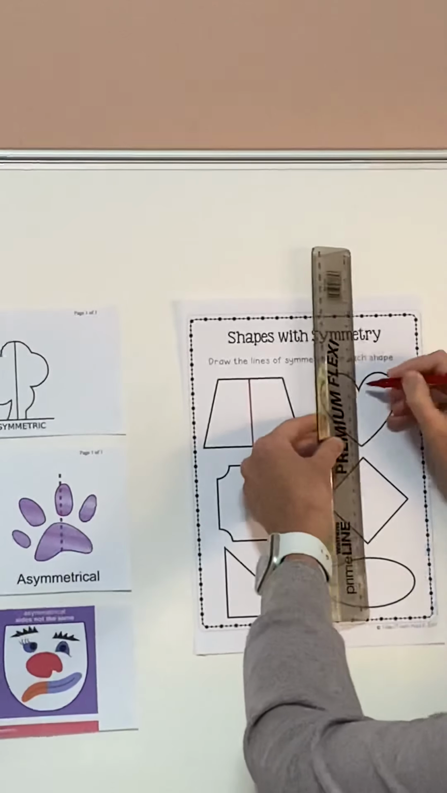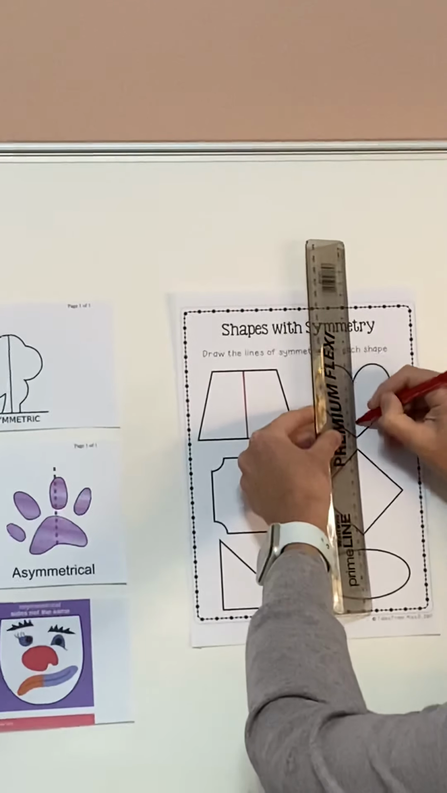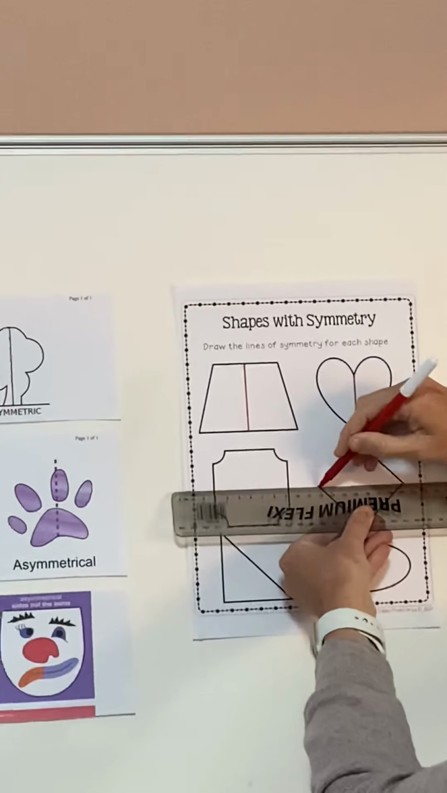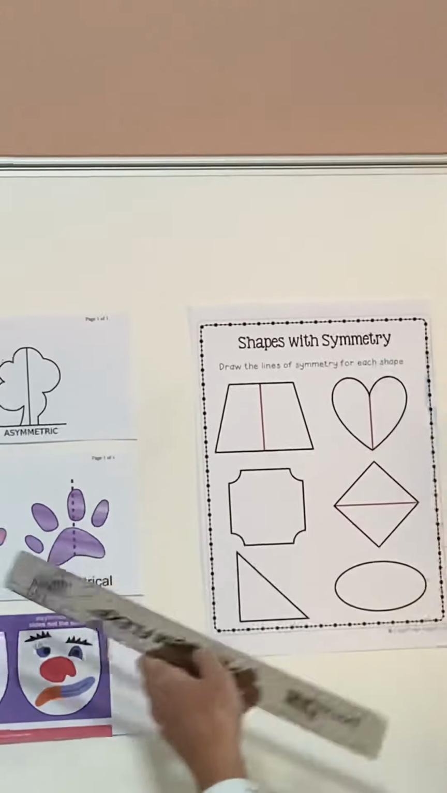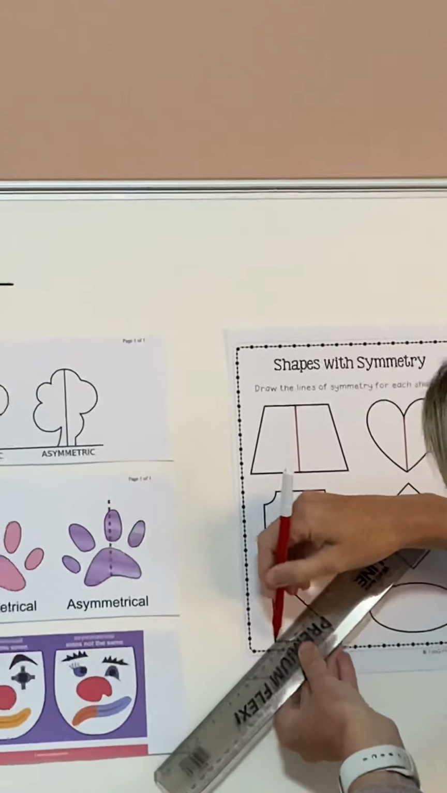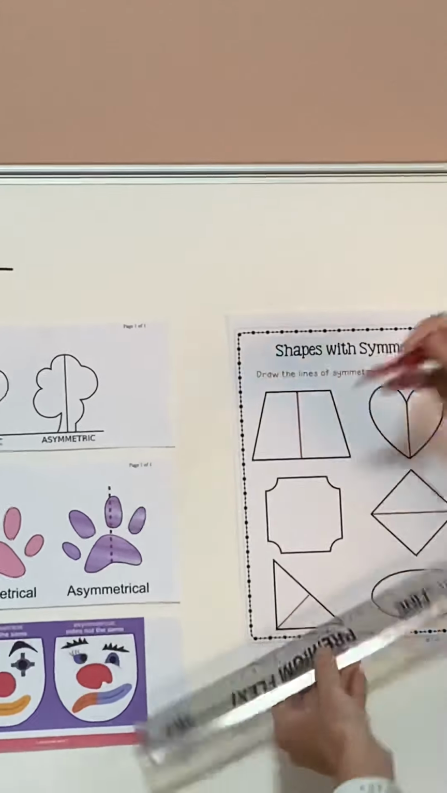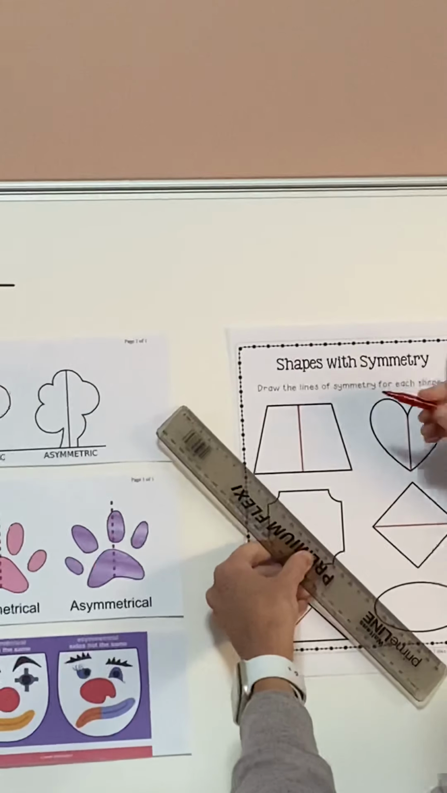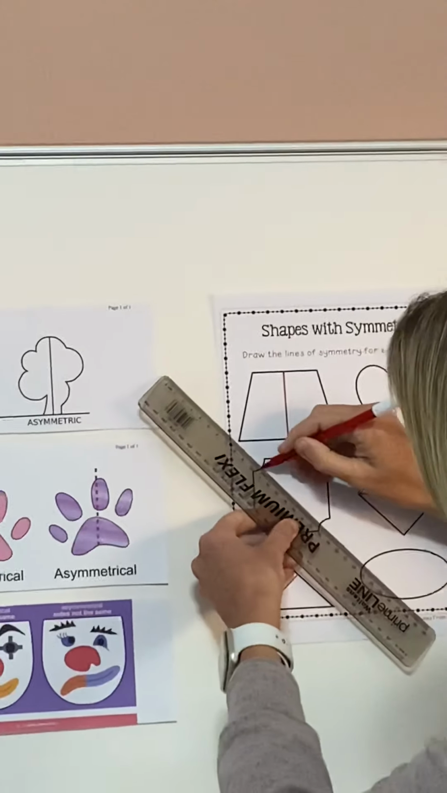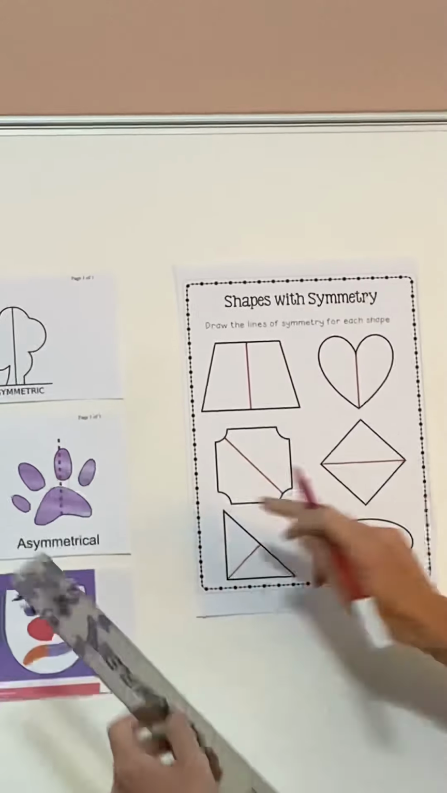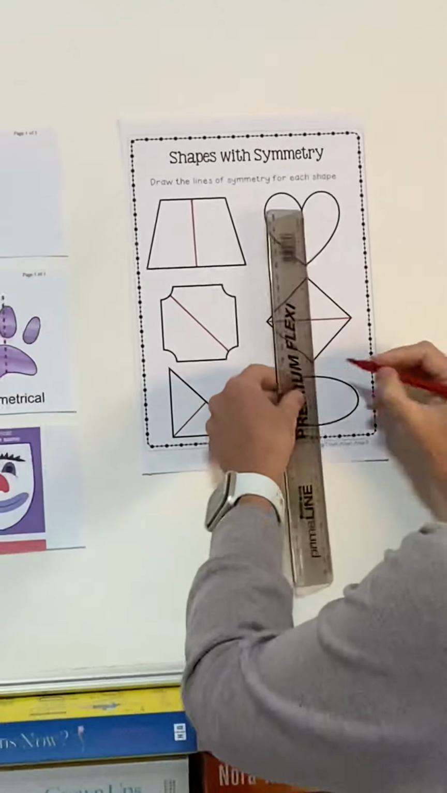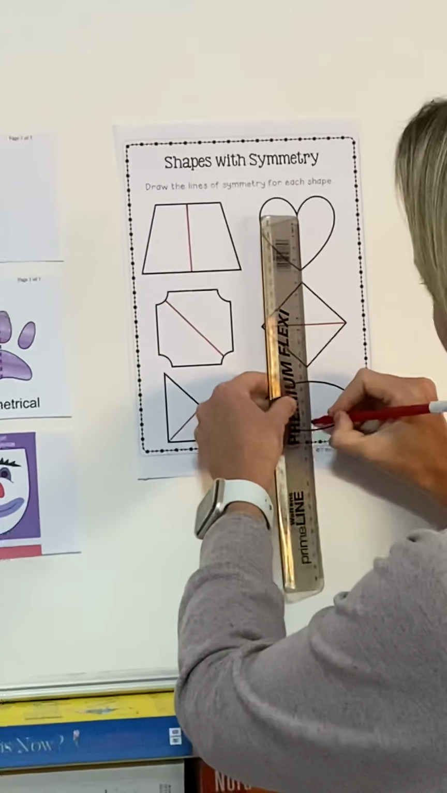My heart, I would go down the middle. There's my line of symmetry. For these shapes, I can choose either way, as long as they are equal on both sides, boys and girls. That's what makes it symmetrical. Let's go across like that. And that would be a line of symmetry. That one would have many lines of symmetry, as would that one. And then the oval, let's go that way.